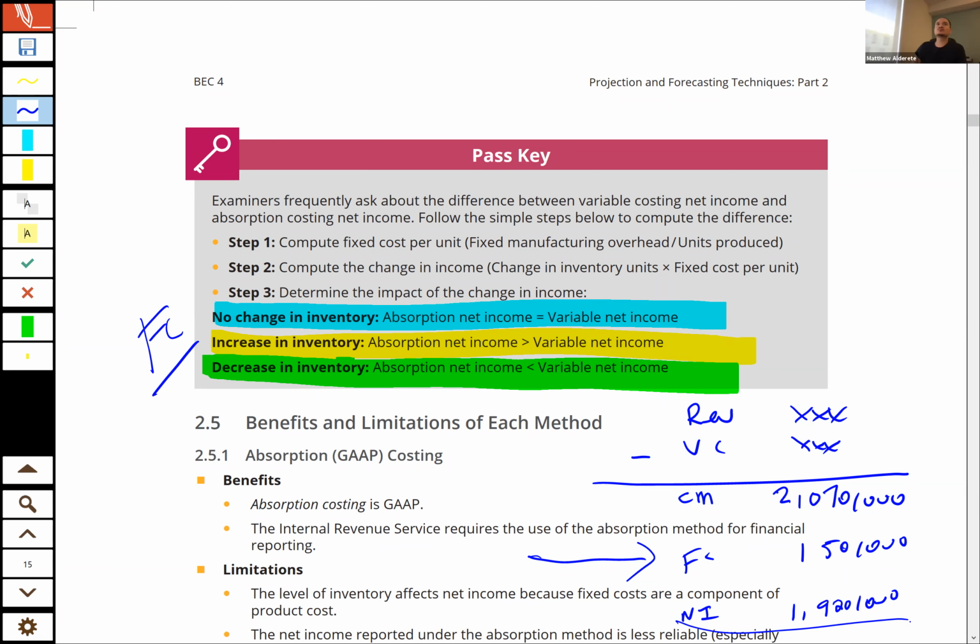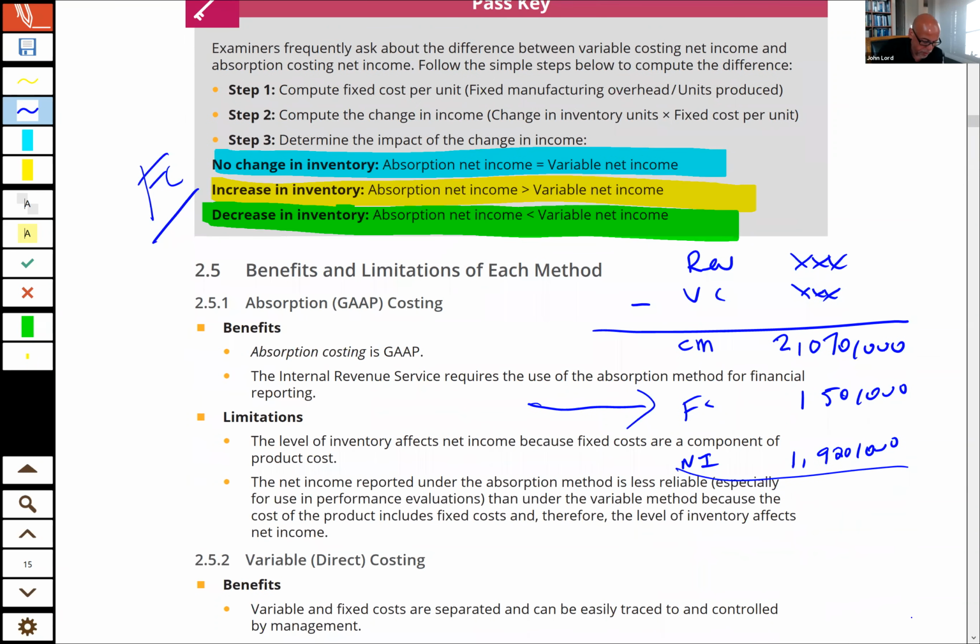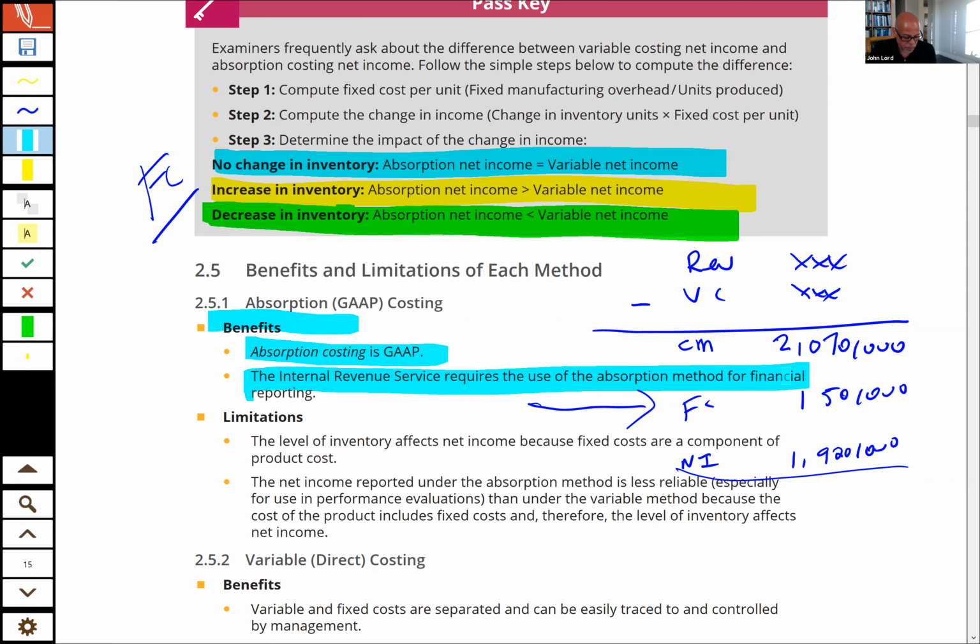Okay. Now, benefits of absorption. IRS requires the absorption method. GAAP requires the absorption method. So if you are going to start doing this, you're generating what? A whole new set of internal reports, right? So that increases your accounting burden. Okay.